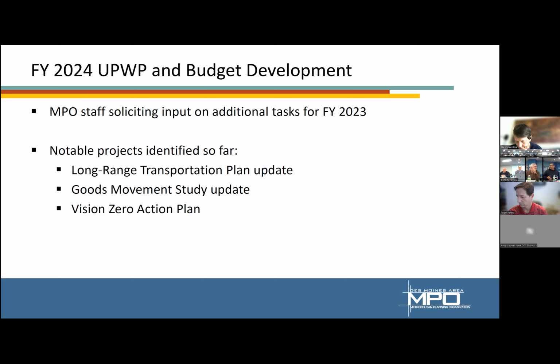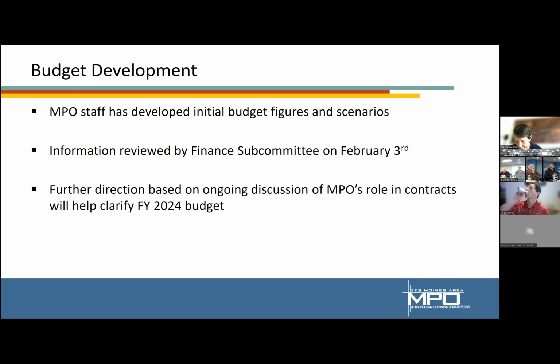But those are transportation related items that he's got up here that are probably really important. So then we'll get into the budget side of things. This is where, to Joe's point, some of the scenarios and so forth. So we've been putting together some initial budget figures.